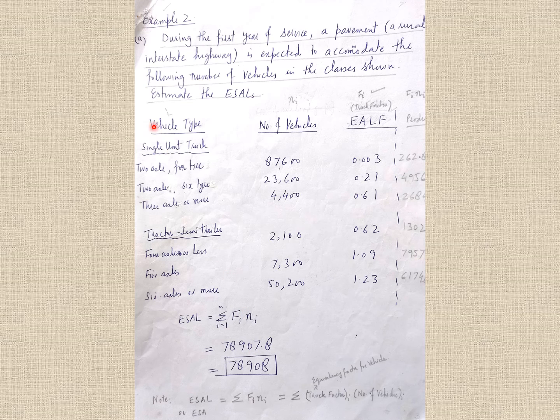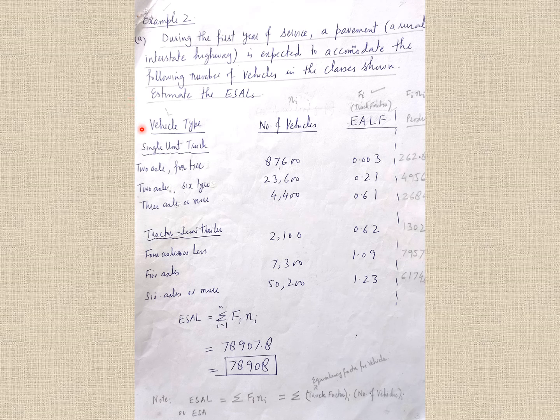Now look at this example 2. There are two parts for this example. If you just look at the part A, and if you just read the statement, during the first year of service, a pavement, a rural interstate highway, is expected to accommodate the following number of vehicles in the classes shown. Estimate the equivalent single axle loads.